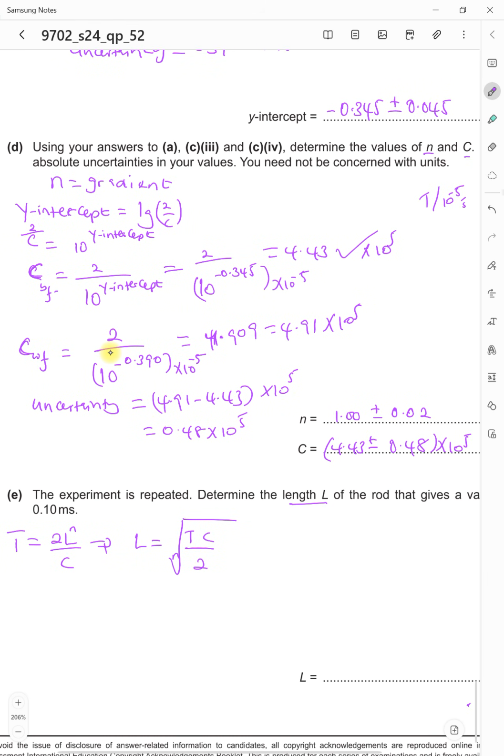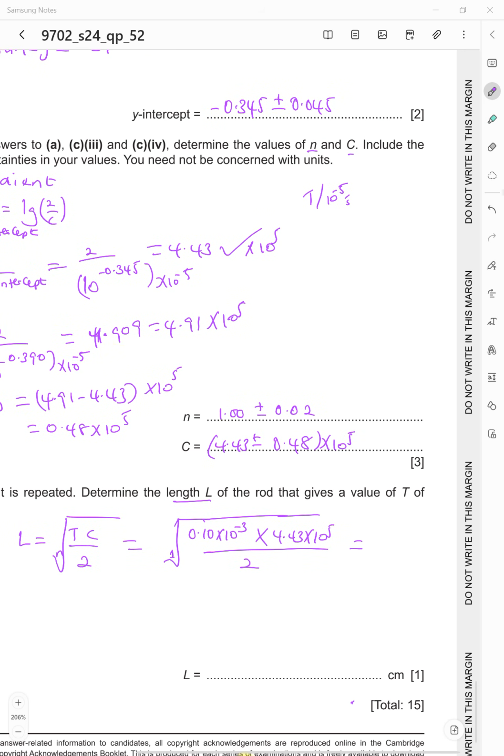Okay, so I'll substitute here. This will be equal to the root. Of course, n is 1, so it is equivalent to having no root for my values. Your values could be something like 1 point something or 1.02 and so on. So this is going to be t. I'll change the units for t to be 0.10 times 10 to the power of minus 3, then multiply by c, which is 4.43 times 10 to the power of 5, then I'll divide this by 2.